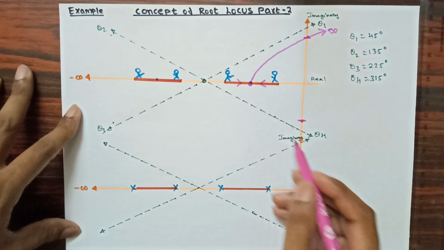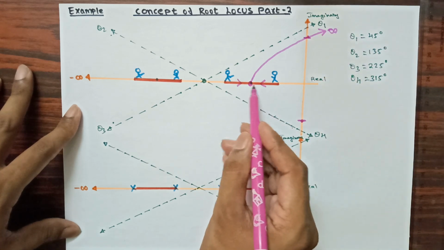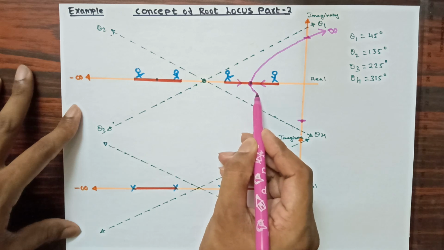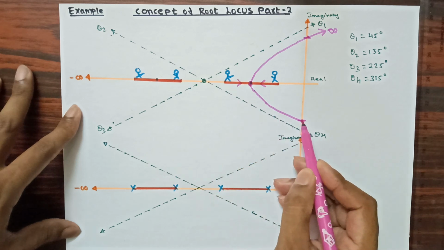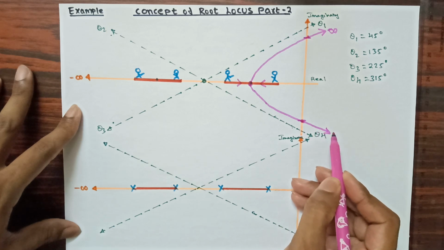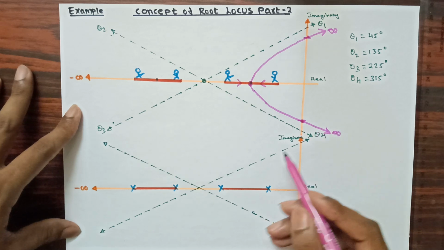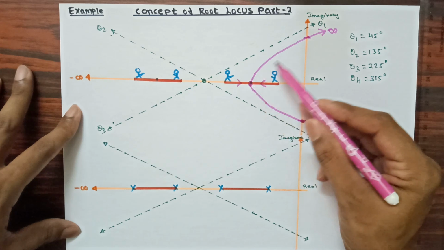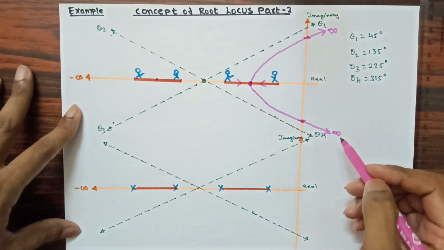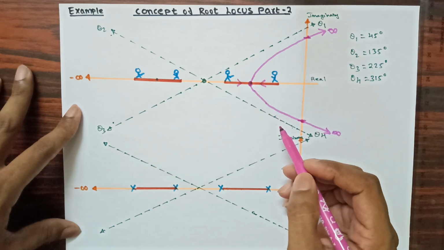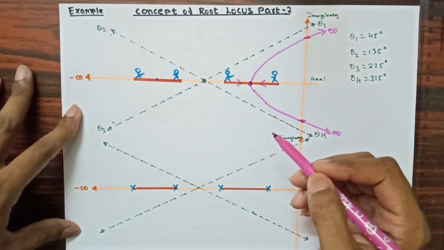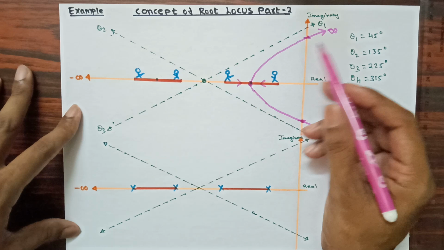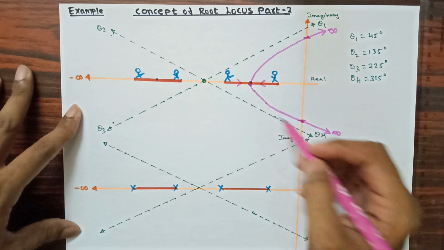So by following this angle, he will try to move in this way and then reach the infinite destination. The same way this person also will try to move and reach infinity. You can see that the root locus is symmetrical. That is one of the things you need to remember if you are considering this example in the root locus method. Whatever locus you are going to get, it will be symmetrical.